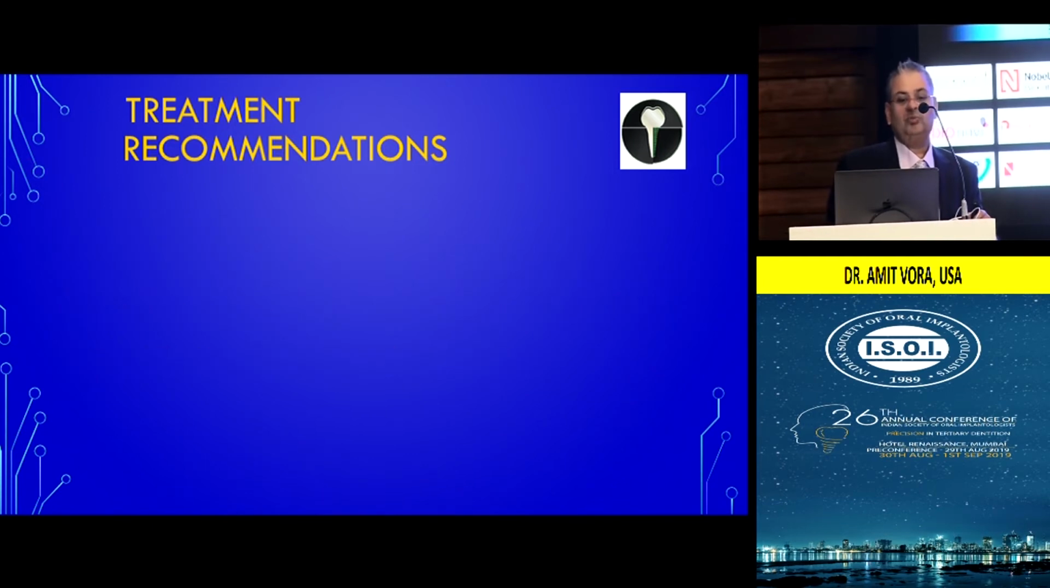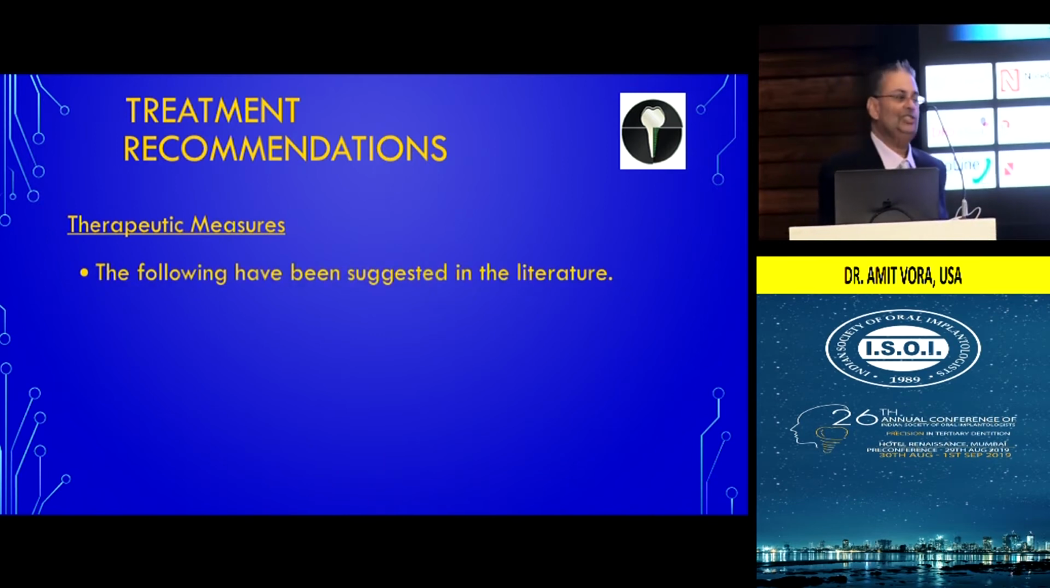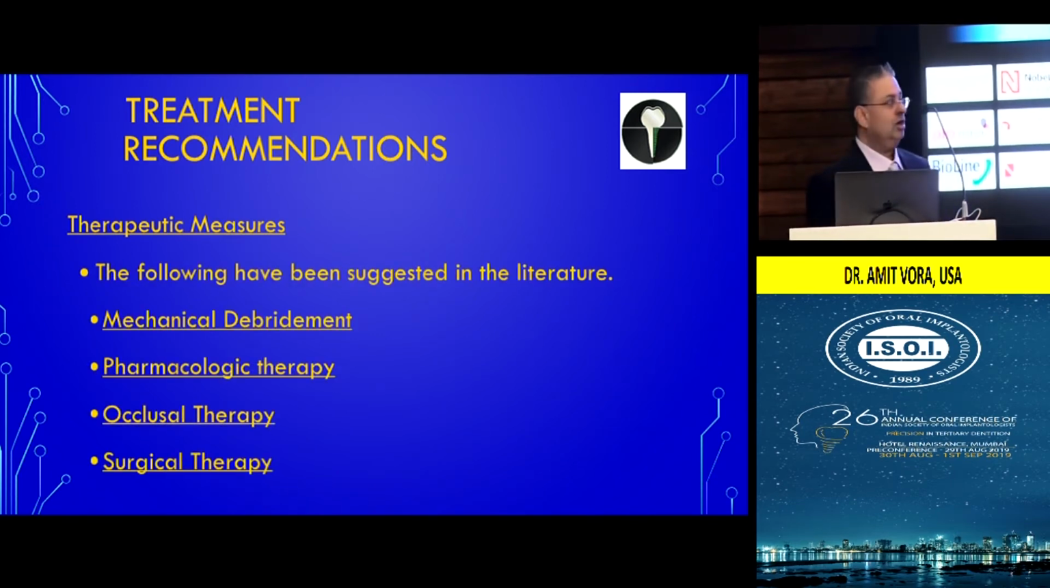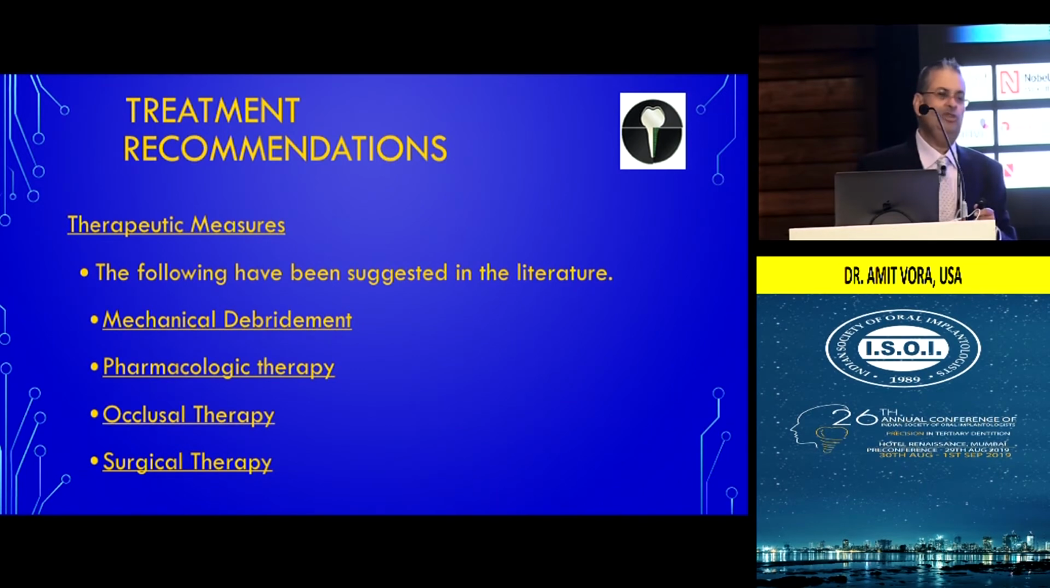load the case. If, however, there is established disease, then the therapeutic measures that have been found in the literature are mechanical debridement, pharmacologic therapy, some sort of occlusal therapy, and then, of course, surgical therapy. And usually, most treatment involves a combination of these factors.